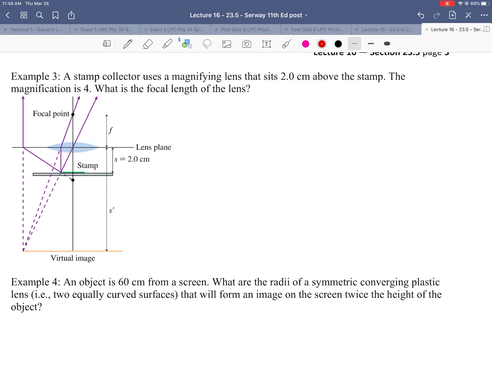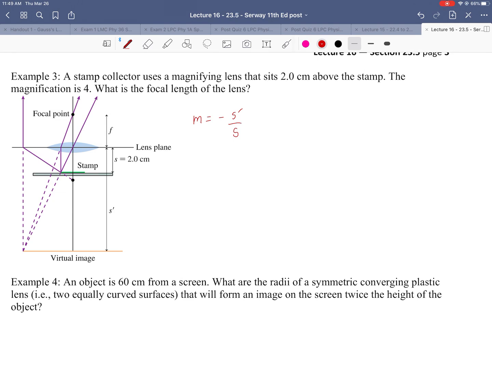So example 3, a stamp collector uses a magnifying lens that sits 2 centimeters above the stamp. The magnification is 4. What is the focal length of the lens? Okay, so that's interesting, right? Because you might notice the magnification, and you might think, well, then what is the particular value of this magnifying glass? Well, let's see how we do that. So in this case, we'd start with the magnification formula, negative S prime over S.